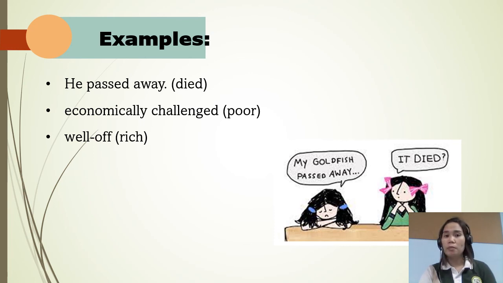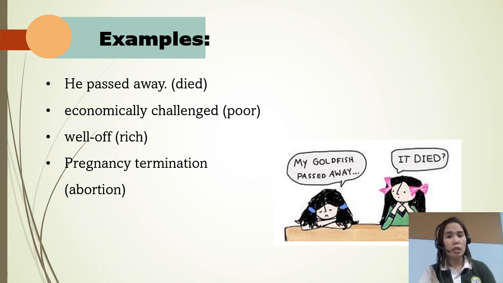So euphemism is like sugar coating. Next, we have pregnancy termination, that is abortion. And blowing smoke, it means lying. So when we say you are blowing smoke, it means you are lying. All right, so again, instead of using offensive words, try to use some other words that are not too offensive or rude.